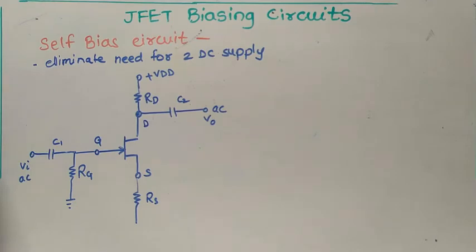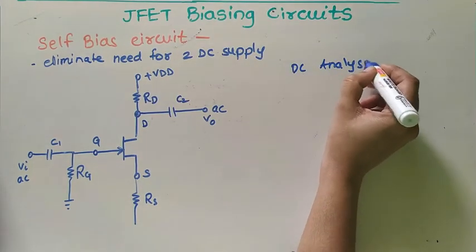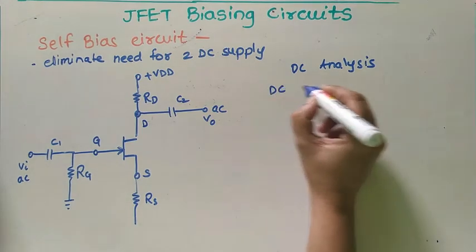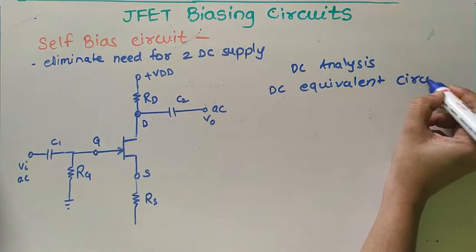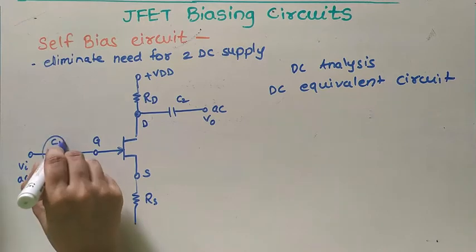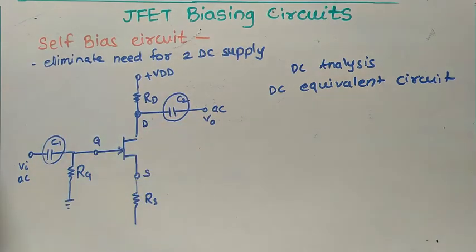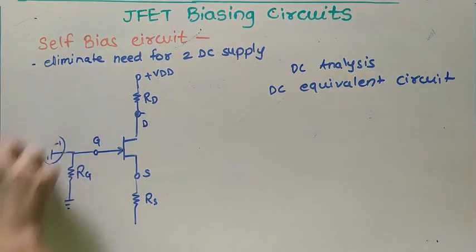Now here we have to see the DC analysis, and for that we have to draw the DC equivalent circuit. So in DC equivalent circuit these capacitors will act as open circuit, and since these capacitors will act as open circuit, they will be removed from the circuit in case of DC analysis.